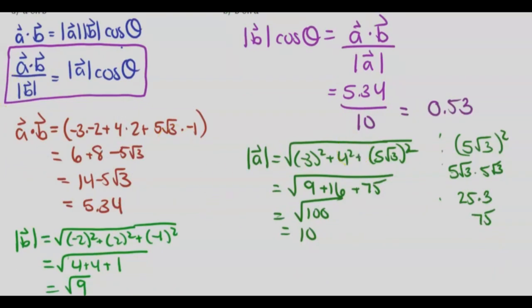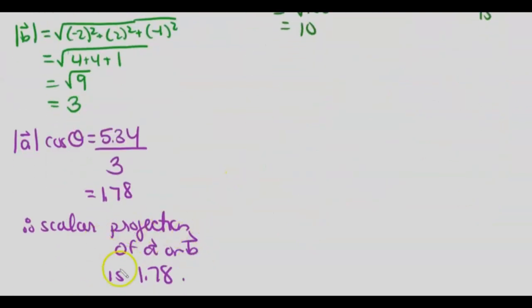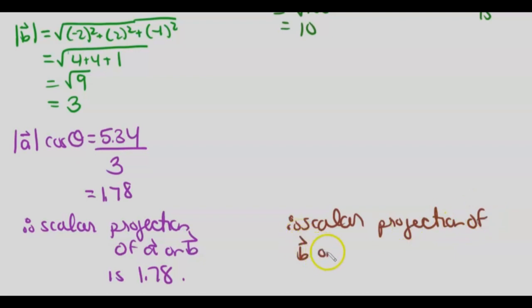Okay, as you can see, this 0.53 is not the same as the 1.78. So we can even put, therefore, the scalar projection of B on A is 0.53. Okay, so this shows using real numbers that the scalar projection of A on B is not the same as the scalar projection of B onto A.